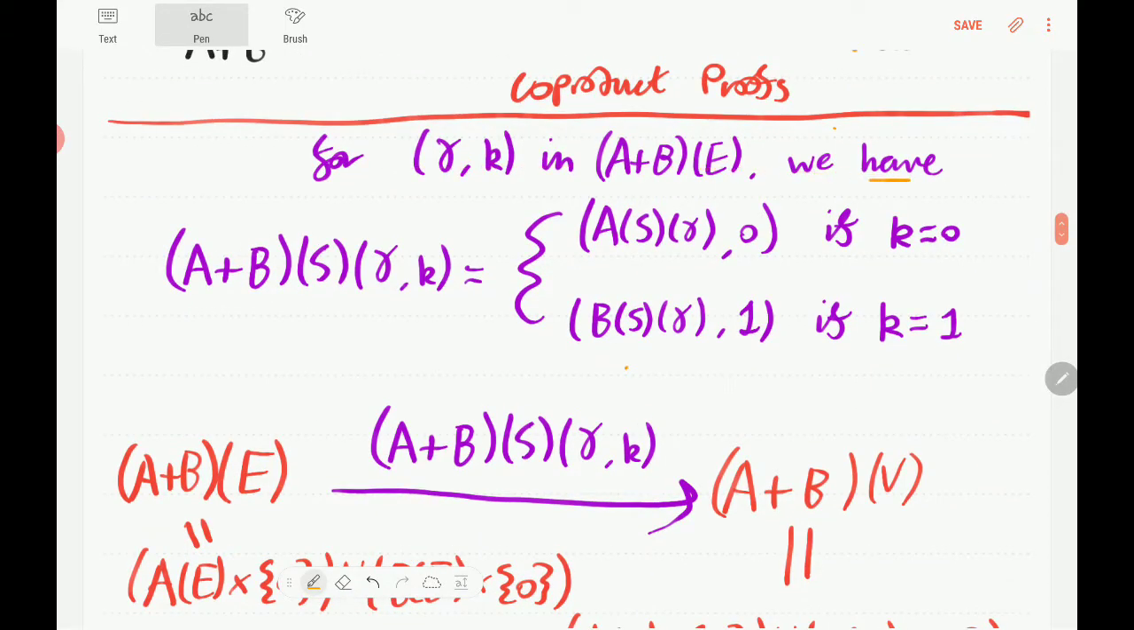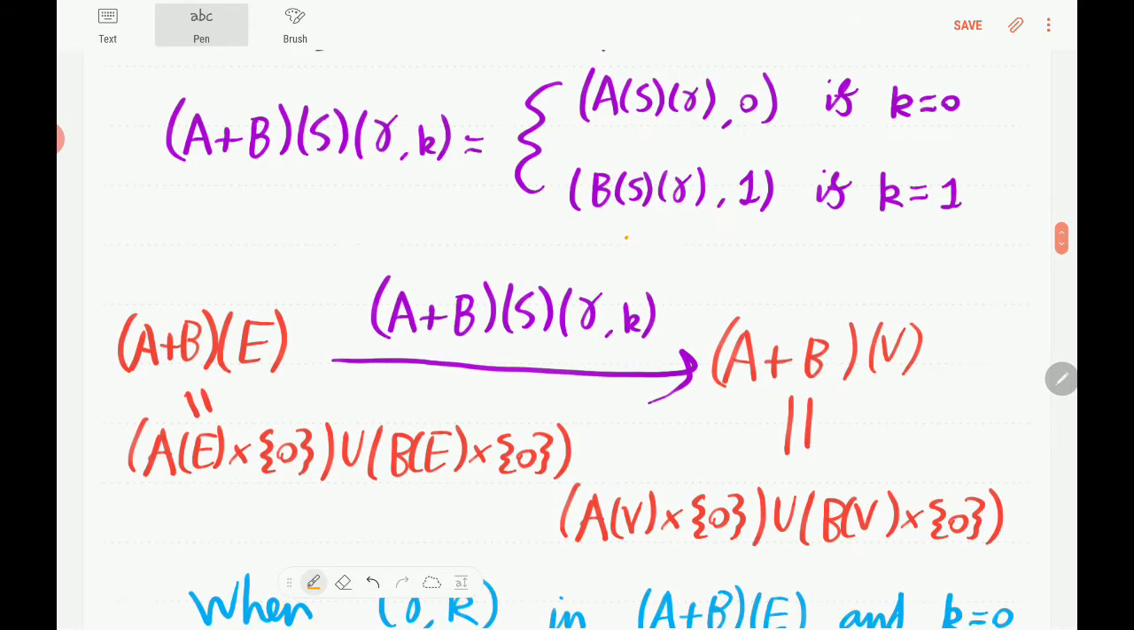So remember, the S action is defined like this. So for gamma comma K in A plus B of E, the S action either sends it to A of S of gamma comma 0 if K equals 0, or B of S of gamma comma 1 if K equals 1. So clearly then A plus B of S is indeed a function from A plus B of E to A plus B of V.